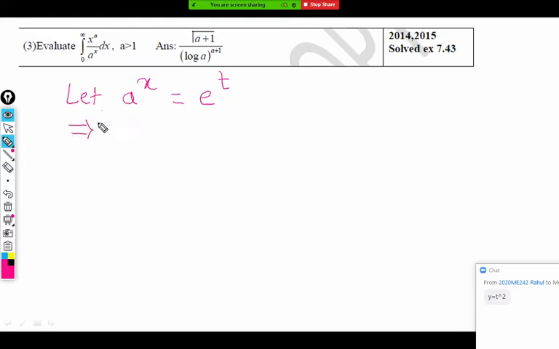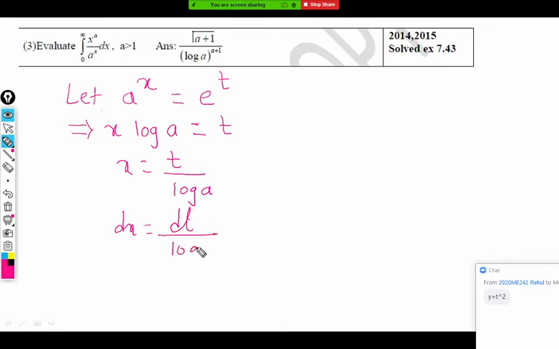So the meaning of that is x log a equals t log e, if you take log on both sides, but log e is 1. So we got the value for x as t upon log a, and the value for dx as dt upon log a. The main thing is this substitution only. All other things are not difficult. And if you check the limits, the limits remain the same.